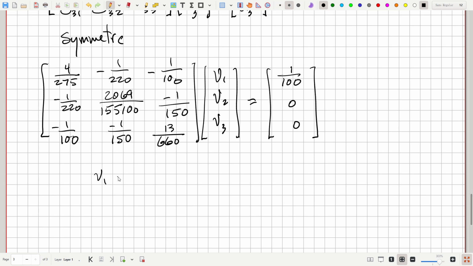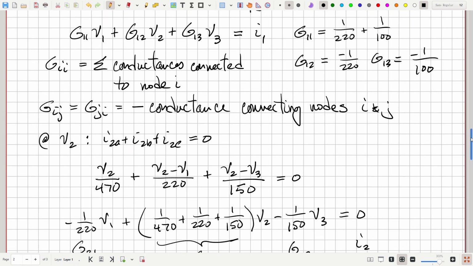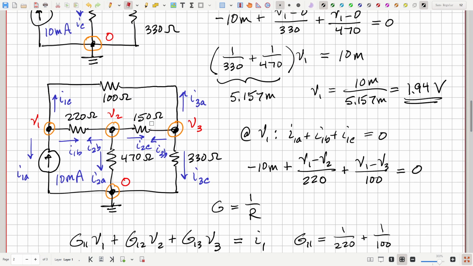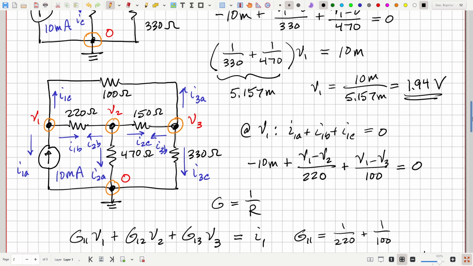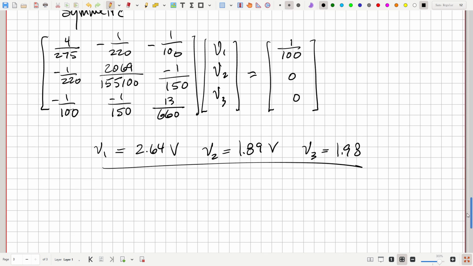And what we find, to three significant figures, is V1 is 2.64 volts, V2 is 1.89 volts, and V3 is 1.98 volts. Now with that, we know all the essential node voltages, and then we can calculate the currents through any of the resistors as difference of voltages over the resistance. We would know the voltage across this current source, so we could figure out the power it produces and so on. Okay, so we have solved the circuit at this point.